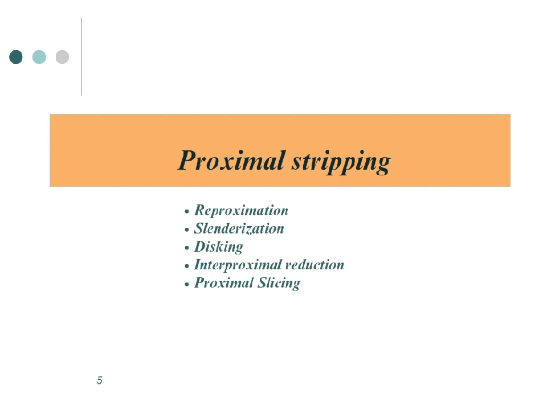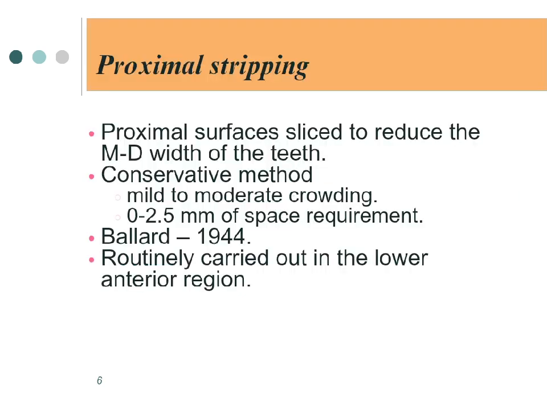The other names for proximal stripping are reproximation, slenderization, disking, interproximal reduction, and proximal slicing. Proximal surfaces are sliced to reduce the mesiodistal width of the teeth so that space is gained. It is a conservative method for mild to moderate crowding, where the space requirement is 0 to 2.5 mm.